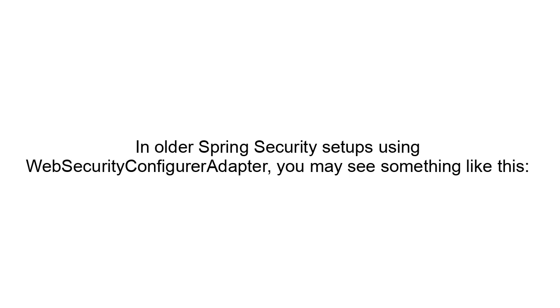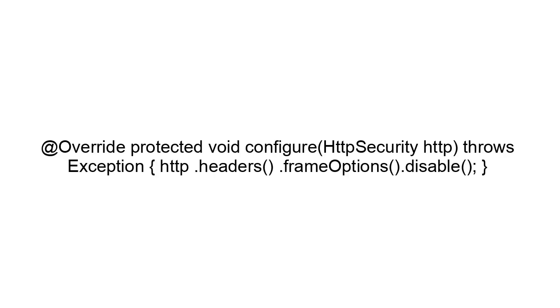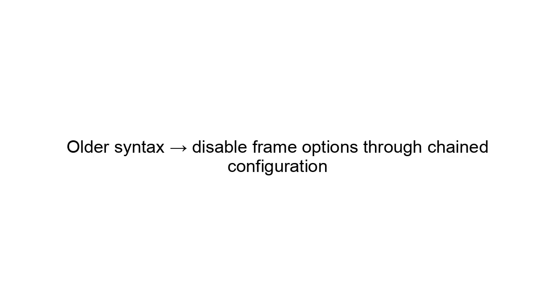Older style configuration. In older Spring Security setups using WebSecurityConfigurerAdapter, you may see something like this. @Override protected void configure(HttpSecurity http) throws Exception, http.headers().frameOptions().disable(). Example concept: older syntax means disable frame options through chained configuration. This was common in older Spring Boot and Spring Security versions.